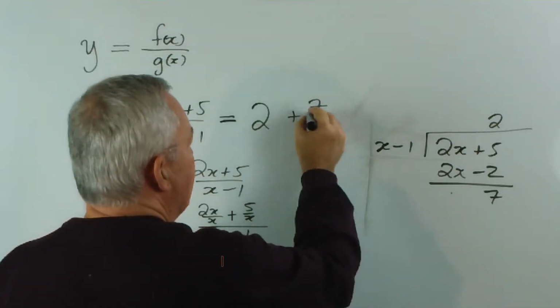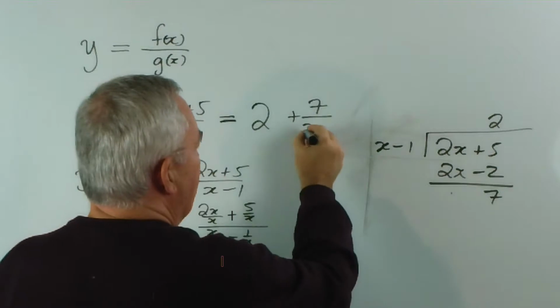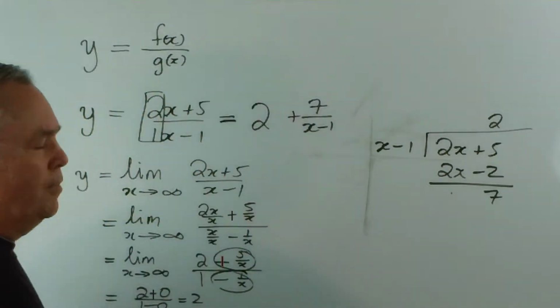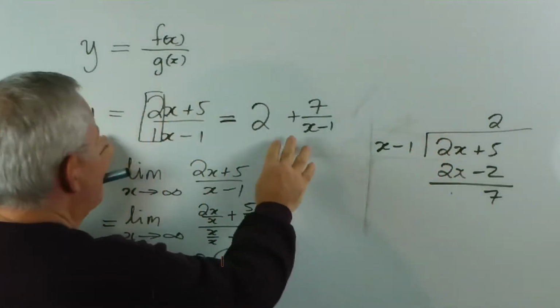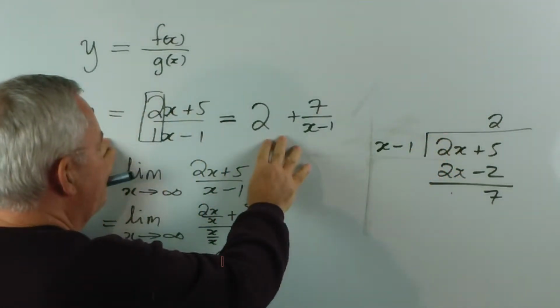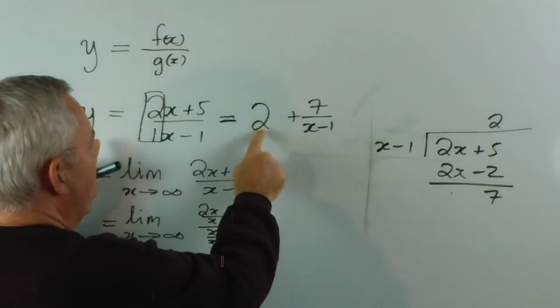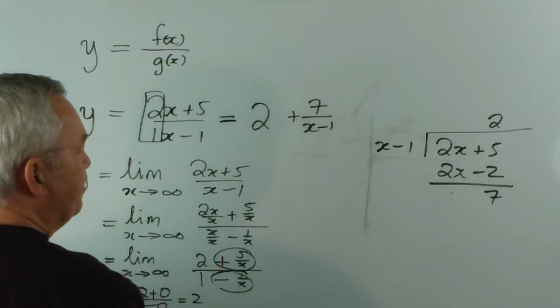And that remainder of 7 still has to be divided by the x minus 1. Now the reason I recommend doing this division is that once we have this equation, we can subtract 2 from both sides.